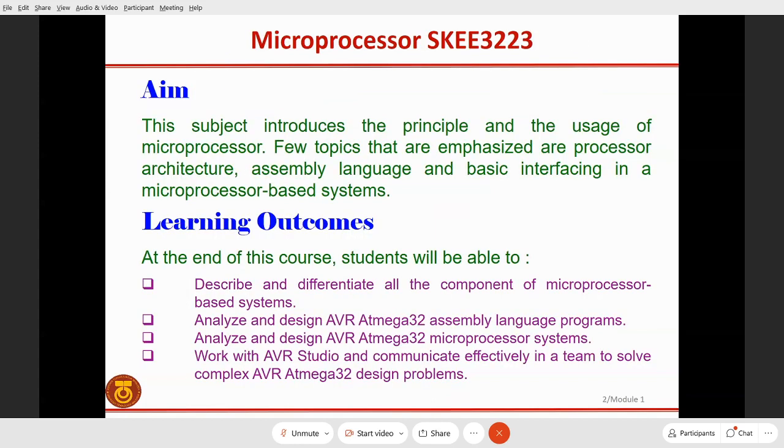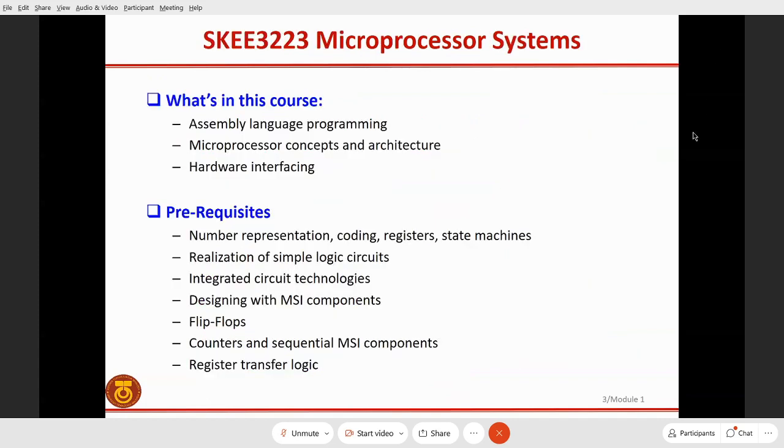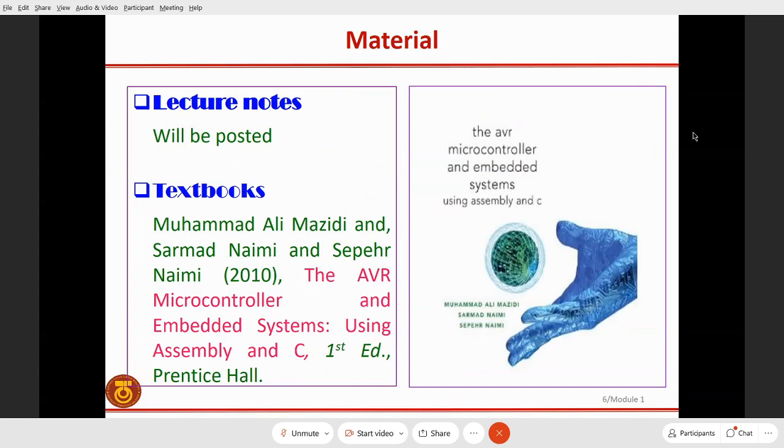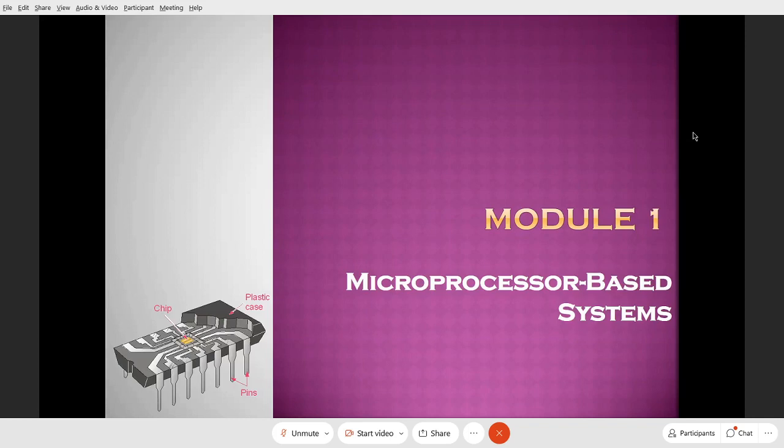I think we have gone through all this in our course information, and these are the things that we need to know, prerequisites. You have to recall your knowledge on number representation, coding, realization of simple logic circuits, flip-flops, counters, and register transfer logic. I have also shared with you the textbook that I use heavily for this course.